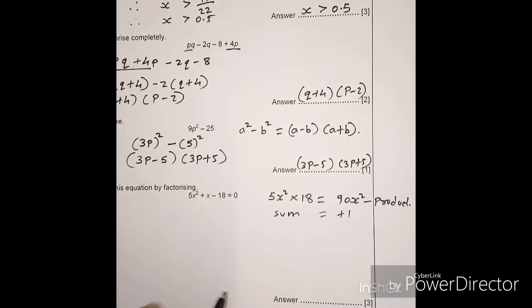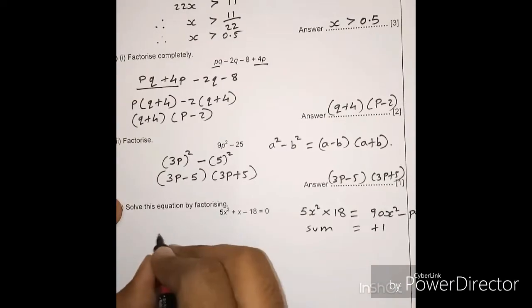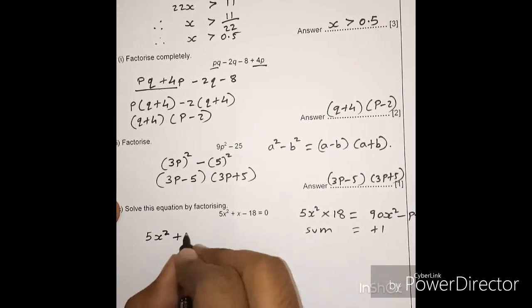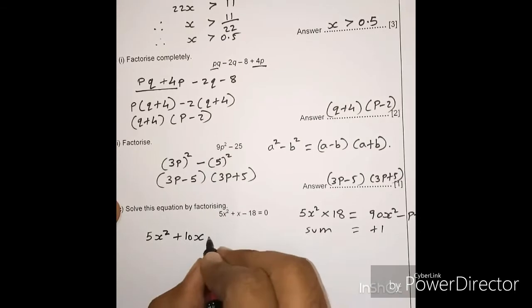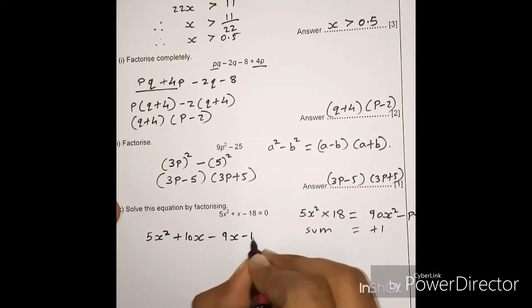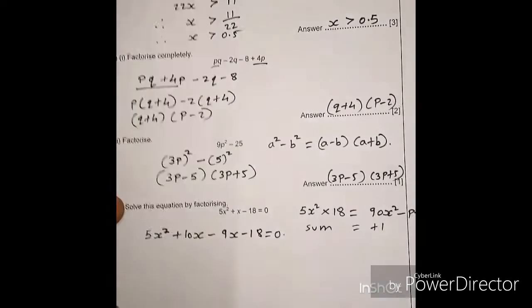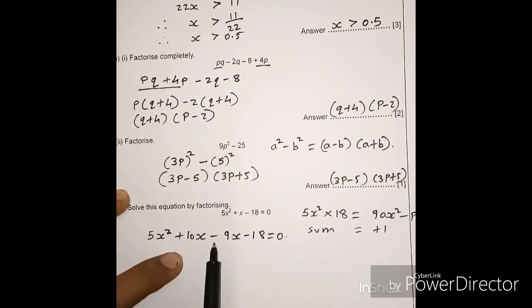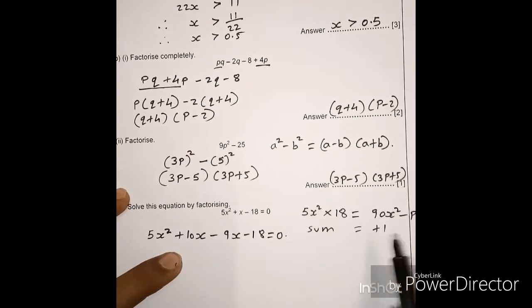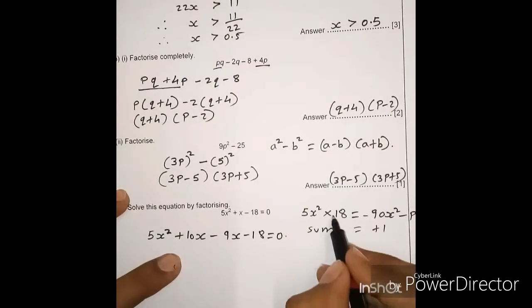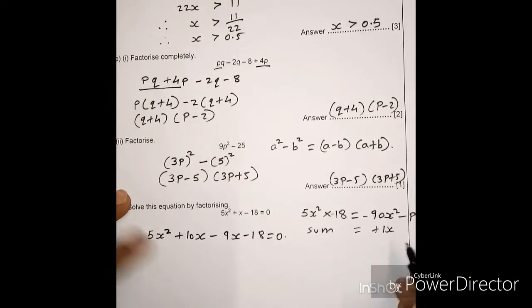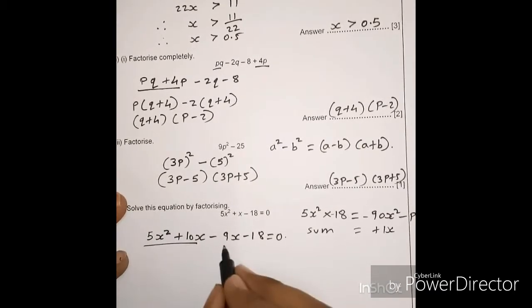What are the two factors which we can take? We can take 5x square plus 10x minus 9x minus 18 is equal to 0. Now here in these two terms you can see that 10x times minus 9x will give you 90x square and 10x minus 9x will give you plus 1x. So that means these two terms are correct.